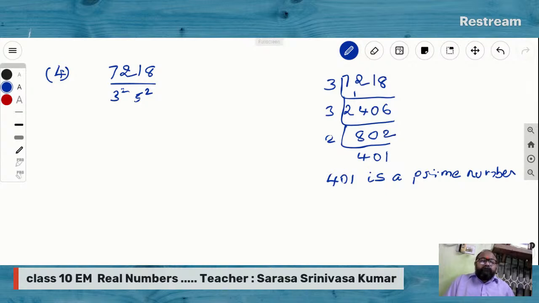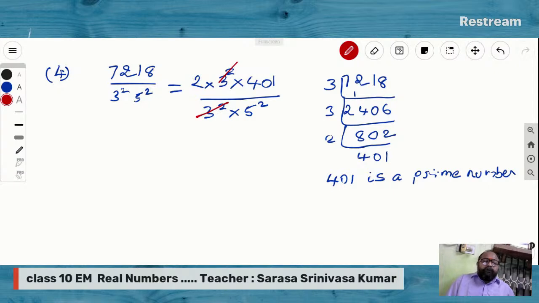So this is equal to 2 multiplied by 3 square multiplied by 401 by 3 square multiplied by 5 square. So on cancellation we get this is equal to 2 multiplied by 401 by 5 square.